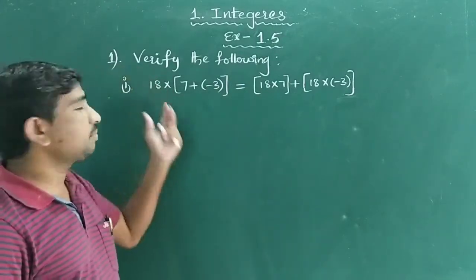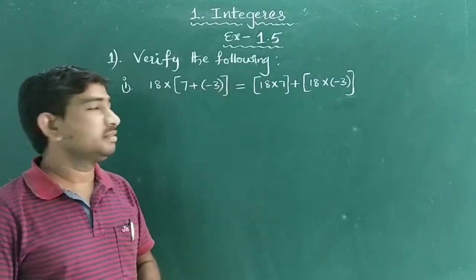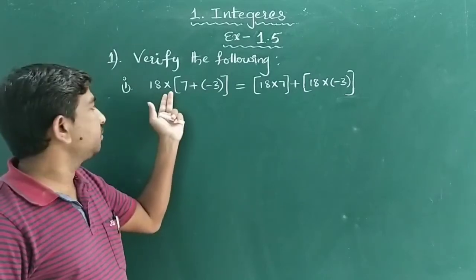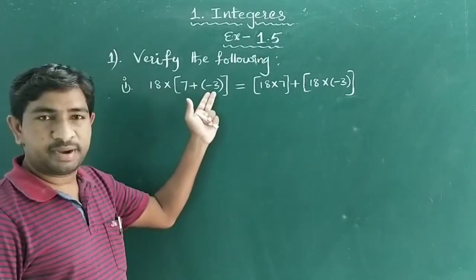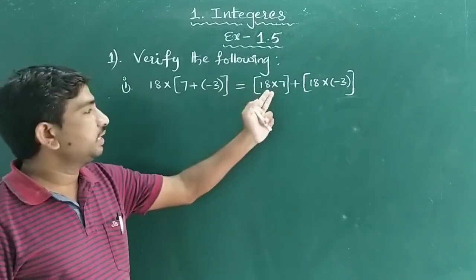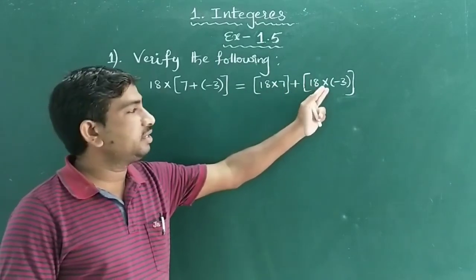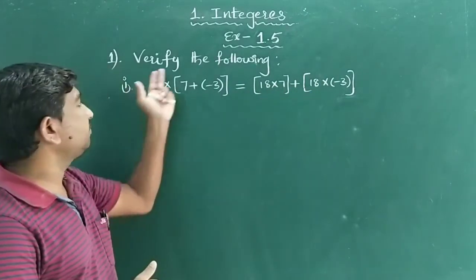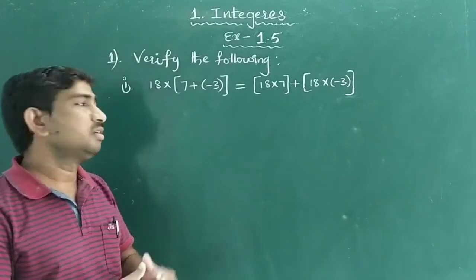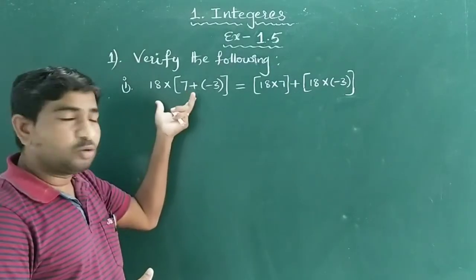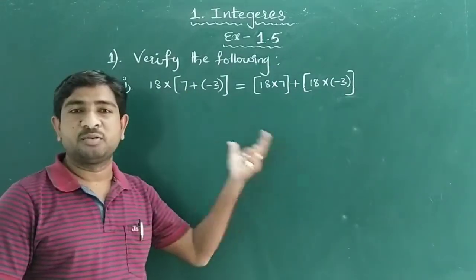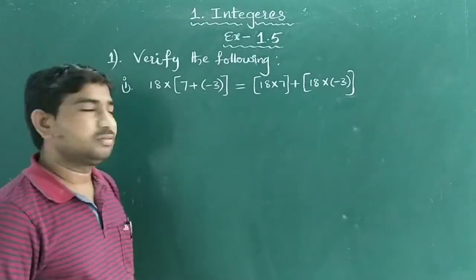Okay, first problem: verify the following. 18 into (7 plus minus 3) is equal to 18 into 7 plus 18 into minus 3. We have to verify. Verify means we have to prove that the left side value and the right side value are both the same.